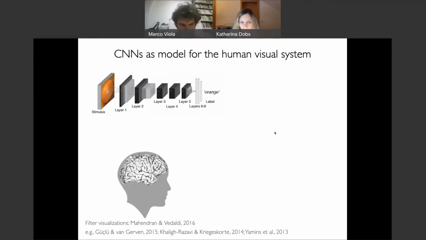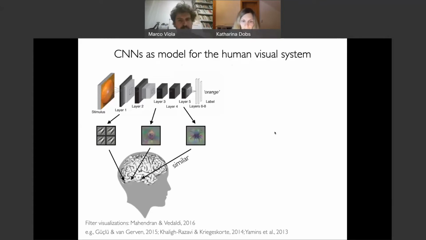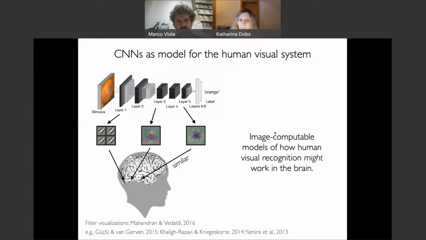And in the last few years, several dozens of papers have been published showing that there's a high similarity between the features extracted at the different layers of the CNN and the different processing stages in the human brain. And this is exciting because for the first time, we have image-computable models of how human visual recognition might work in the brain, or in particular, how face recognition might work in the brain.